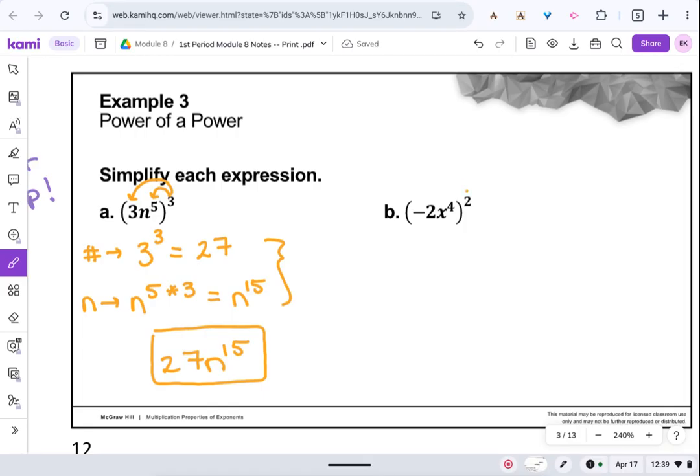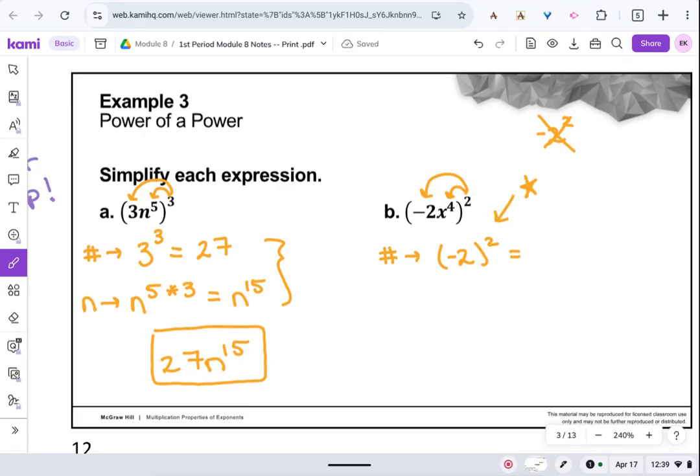On letter B, again, I'm going to go ahead and bring that little 2 inside. The number I'm working with this time is negative. You have to put parentheses around a negative number, a negative base, if you have it, okay? And you need to type it in just like that. You cannot type in this. That will not get you the right answer.